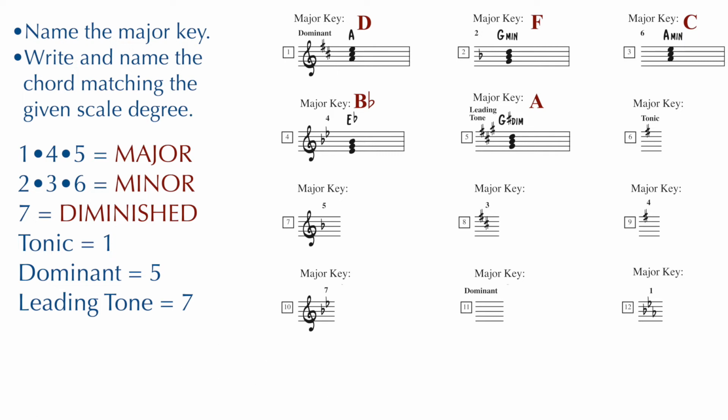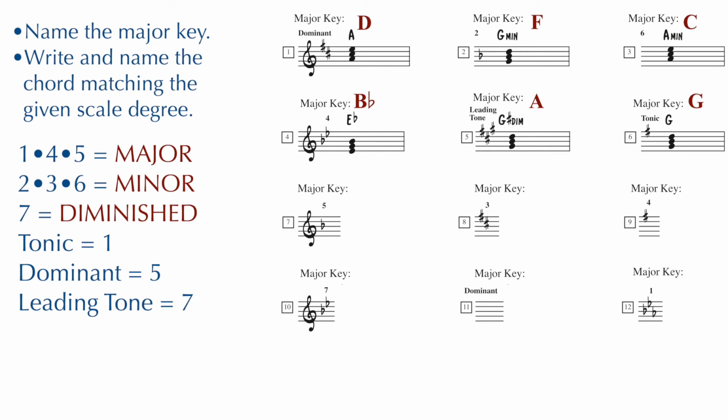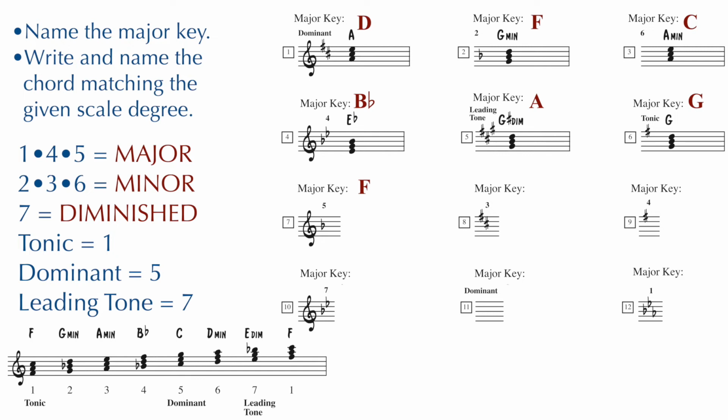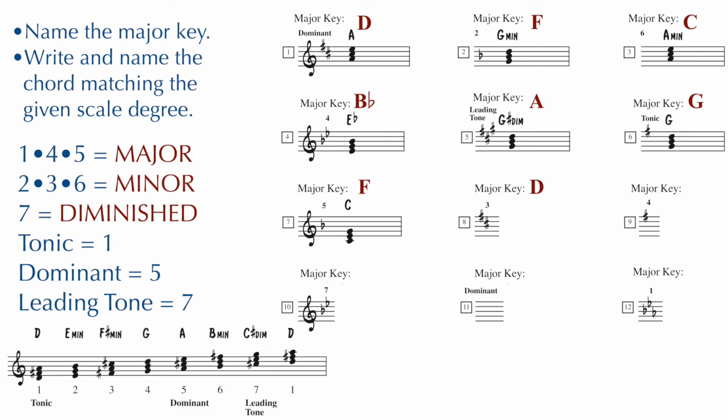Number 6, 1 sharp in the key signature puts us in the key of G major. We build out a G major scale and its triads. From there we can see that the tonic chord, which is the 1 chord, is G major. Number 7, 1 flat in the key signature, we're in F major. Build out the F major scale and its triads, and the chord built on the 5th scale degree will be C major. Number 8, we have 2 sharps in the key signature, we're in the key of D major. We build out a D major scale and its triads, and from there we can figure out that the 3 chord is F sharp minor.